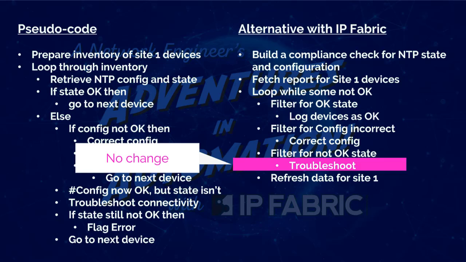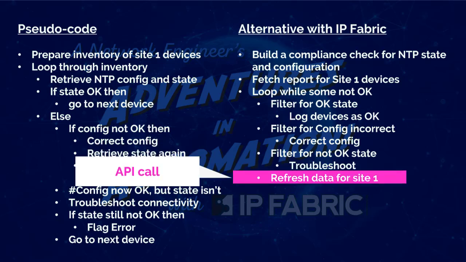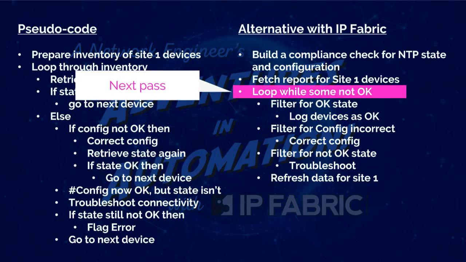And then once those things are done, once we've logged the devices that are okay, once we've gone ahead and made our config corrections, and we've gone ahead and done our troubleshooting, we simply refresh the data through another API call. When we refresh the data, the compliance check report runs, and so we loop round for the next pass. Obviously, the structure to that is completely different, and the only way that we can have a structure like that is if we have a system like IP Fabric there ready to give us the data and pull the data through in the way we need it.